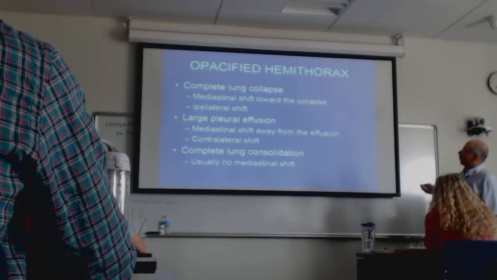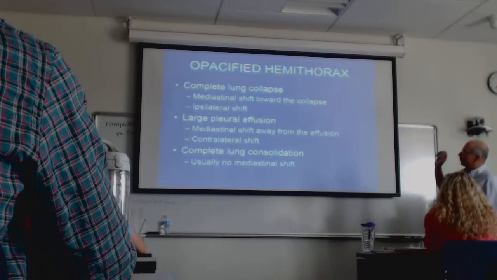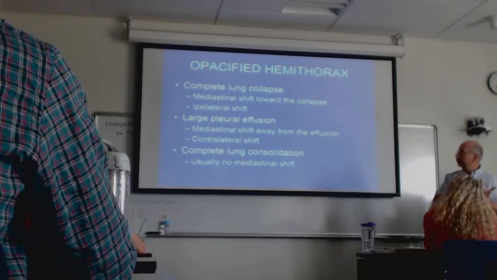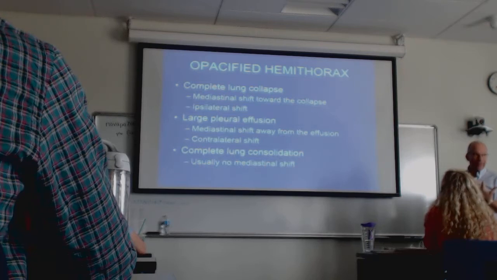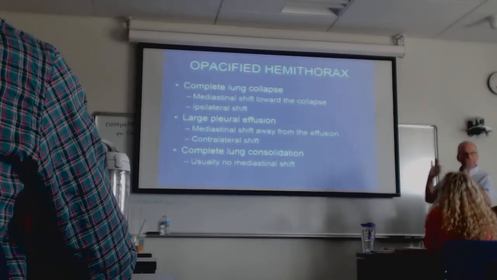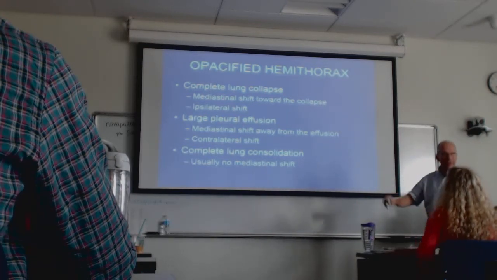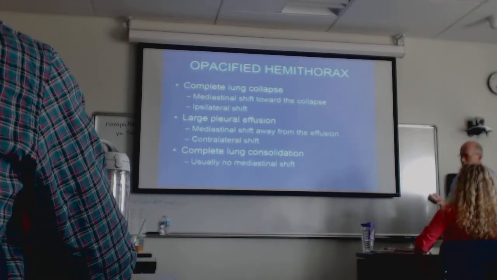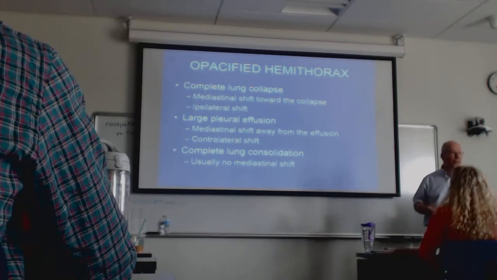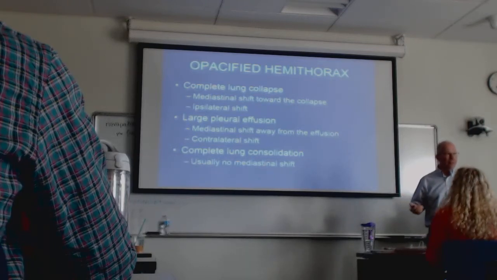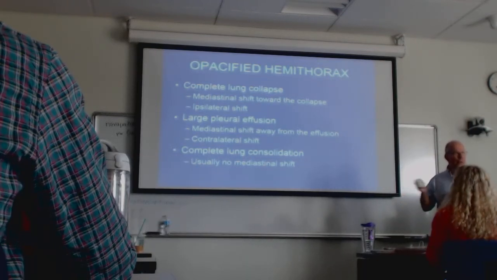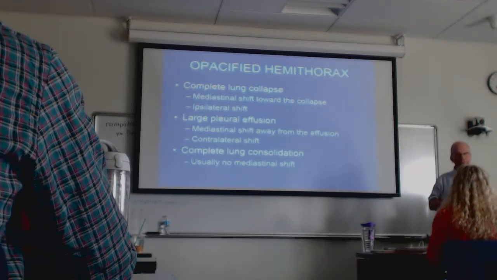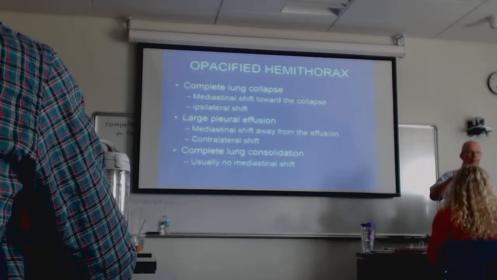So for the opacified hemithorax, there's complete lung collapse, where the mediastinum shifts toward the abnormality. That's the ipsilateral shift for lung collapse. There's a large pleural effusion, where the mediastinum shifts away. That's the contralateral shift for a big space-occupying something in the hemithorax. And then there's complete lung consolidation, where the entire lung may have a pneumonia, but generally speaking, it's not going to shift the mediastinum one way or the other. So large pleural effusion, mediastinum shifts away. Complete atelectasis, mediastinum shifts toward. Complete consolidation, no mediastinum shift.